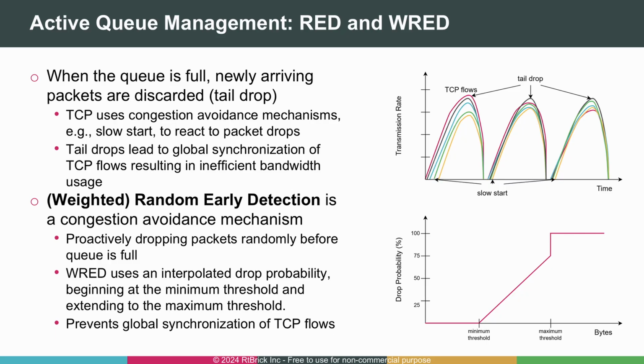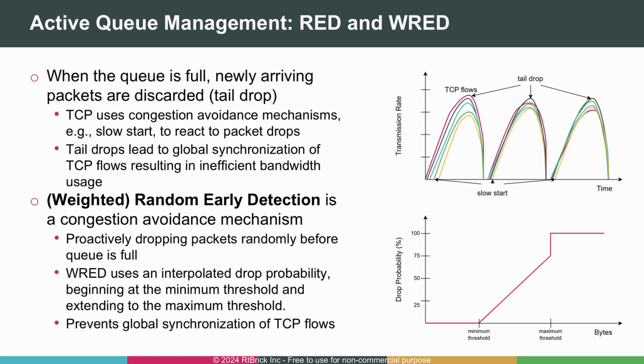To improve network utilization, active queue management methods such as weighted random early detection can be used. The basic idea behind random early detection is to proactively drop a small number of packets at random before the queue becomes full. This way, only a subset of TCP sessions enters slow start rather than all of them.